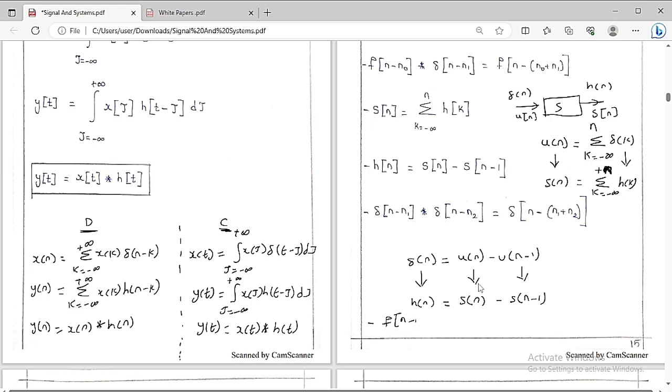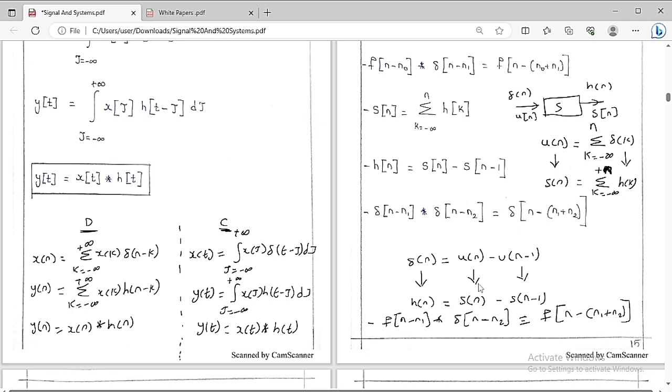f of n minus n1 convolution of delta of n minus n2 is equal to f of n minus of n1 plus n2. This is a general formula I can give. So this formula you always have to keep in your mind.